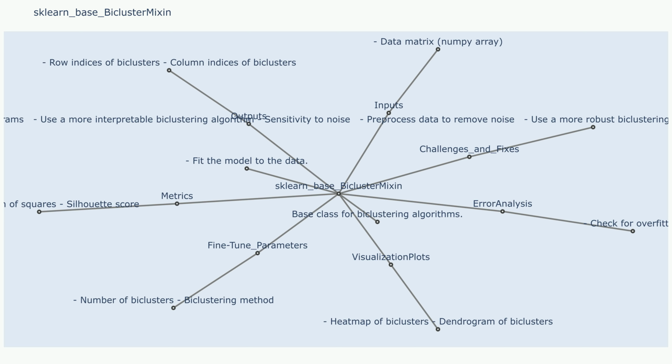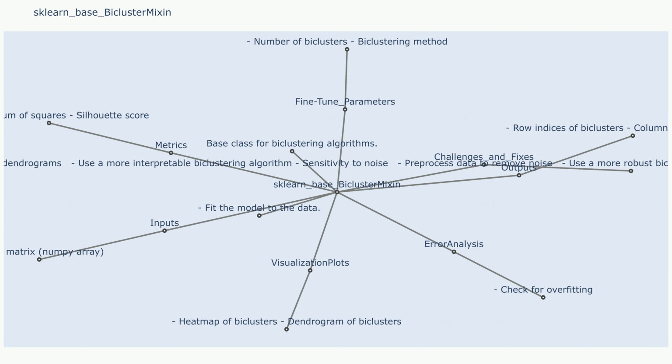sklearn.base.BiclusterMixin. Description. BiclusterMixin is a base class for biclustering algorithms in scikit-learn. It provides a common interface for biclustering models and defines several essential methods for bicluster analysis.